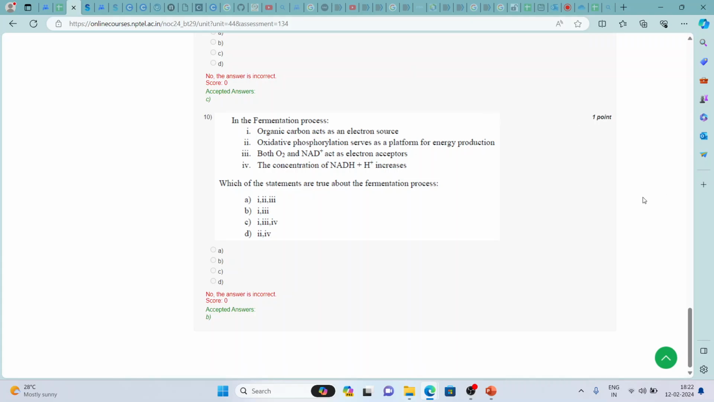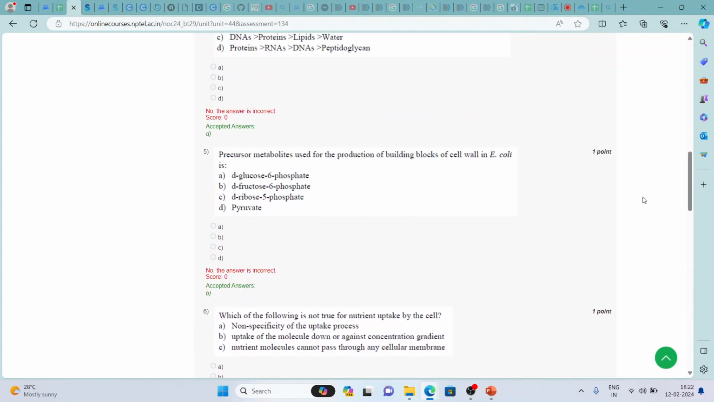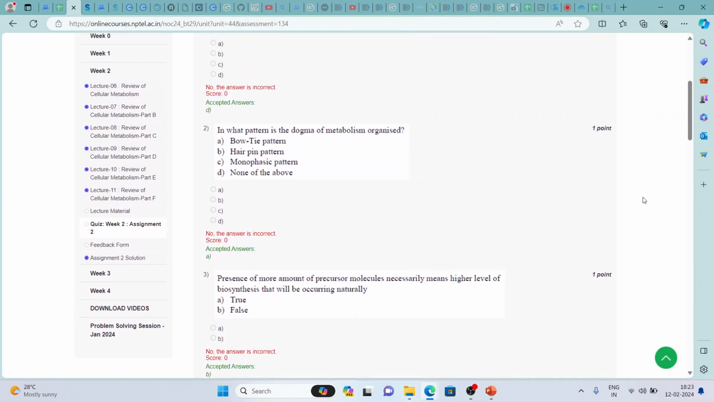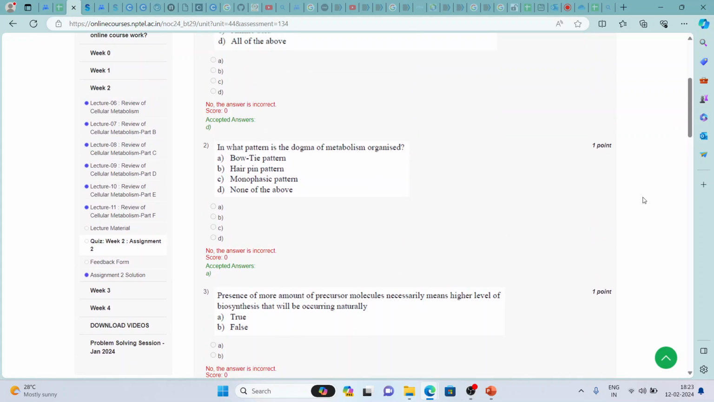Other than this, if you have any other questions, we can even, if you want, check that. Or what do you mean bow tie structure? What is that bow tie structure?